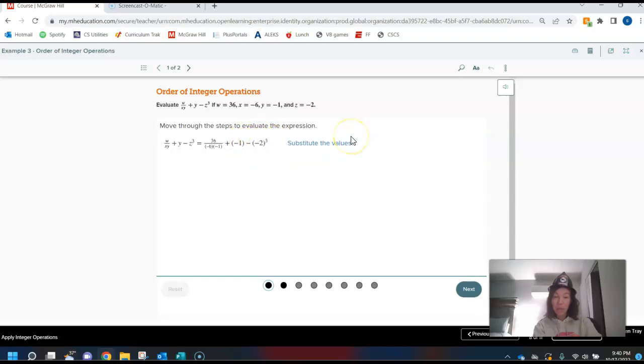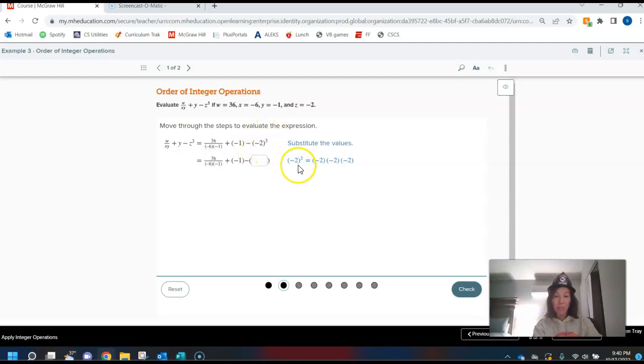So take a second and pause if you need to, and make sure you understand where all these numbers go, where they came from, before we continue here. So the first step is to substitute. And then we're going to do this one step at a time. So order of operations says exponents come first.